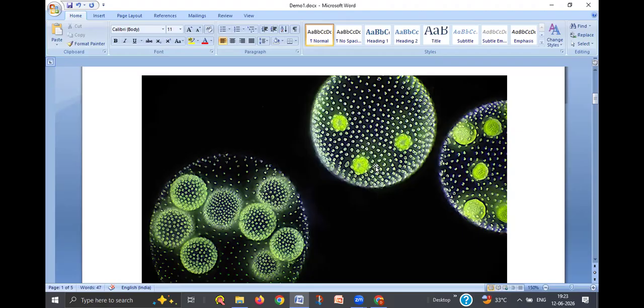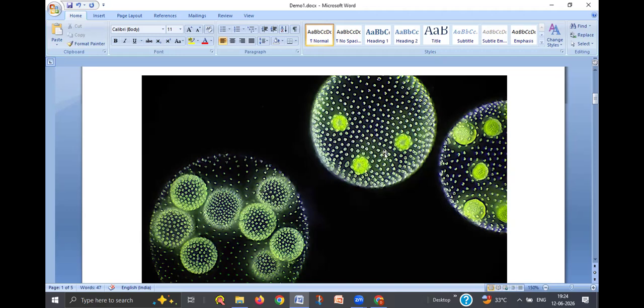They move in a single direction with the help of the flagella. And there is a difference between the colony and coenobium. In the colony, there is no fixed number of the organisms. They grow continuously. The colony size may grow continuously. But what is the coenobium?